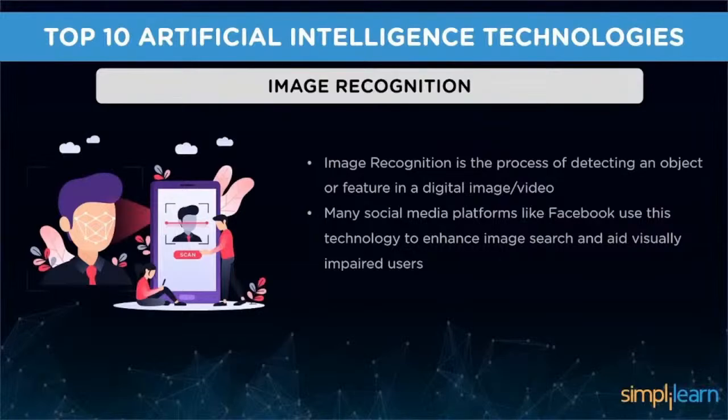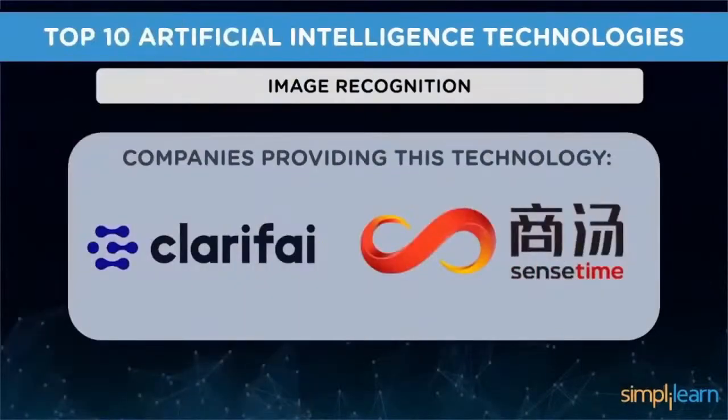The present-day image recognition is comparable to human visual perception. Many social media platforms like Facebook use this technology to enhance image search and aid visually impaired users. Clarifai, Google, and SenseTime provide this technology.